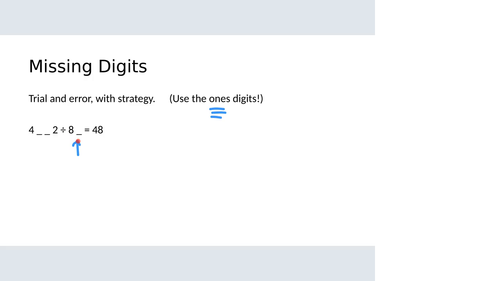Because if I just look at the ones digits, I've got 8 times something has to result in a 2 in the ones place in my answer. So if I do 8 times something that has to result in a 2 in the ones place, what could that something be? What single digit could go there? What ends up with a 2 in the ones place? 4 does. Good, Austin. If I put a 4 in there, 8 times 4 is 32. Sure enough, that works. Katrina says 4 also. That's right. 8 times 4 gives me 32. That gives me a 2 in the ones place, so that works.